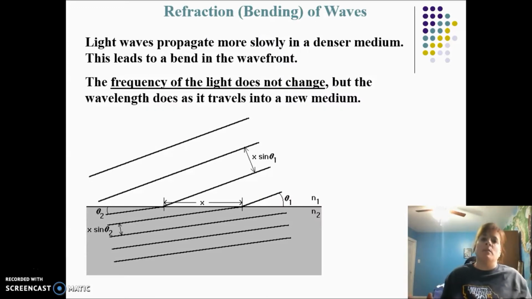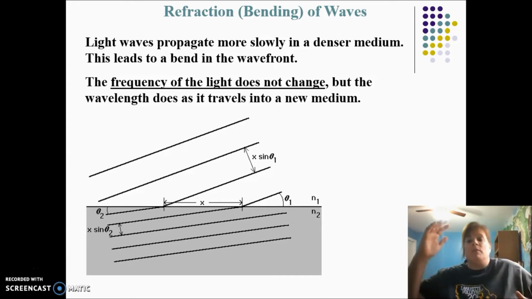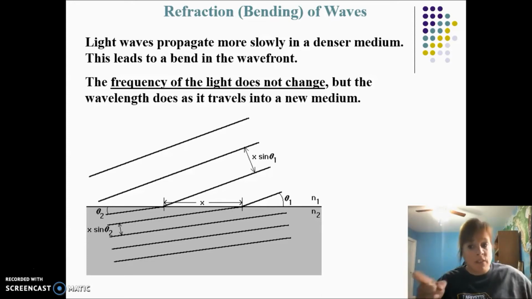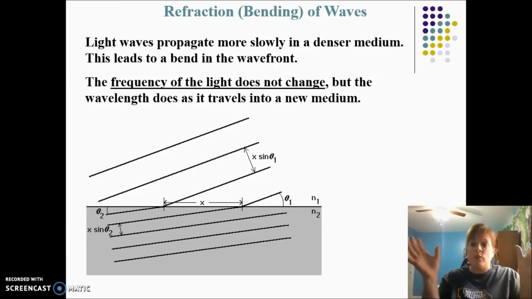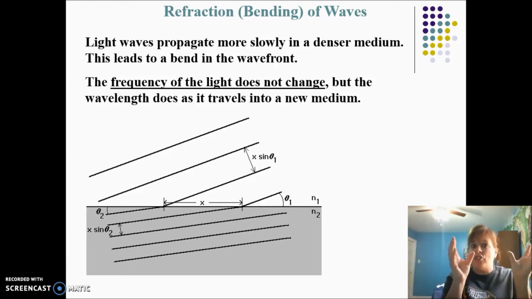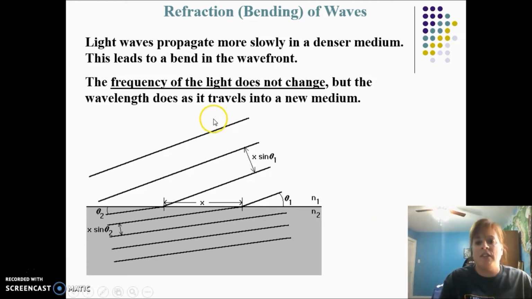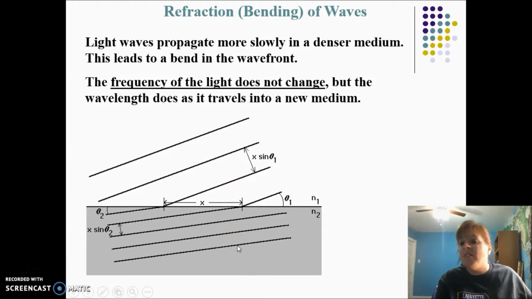Now, remember I talked about the fact that light waves slow down when they move into a denser medium? They have to move those atoms, so it slows them down. And remember I said frequency doesn't change? If velocity is equal to frequency times wavelength, and frequency doesn't change, then the wavelength must change. So here I have light coming maybe from air into, I don't know, water. And we can see that water's denser than air, right? So we get smaller wavelengths.